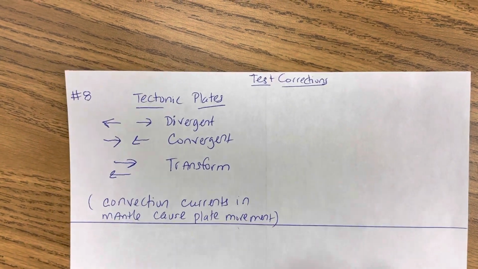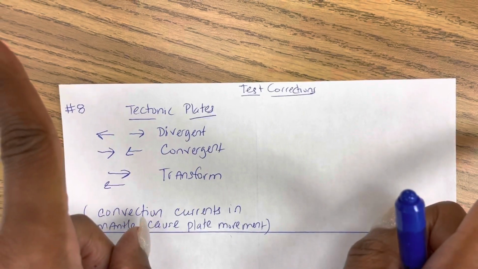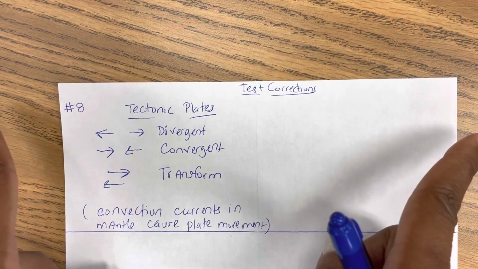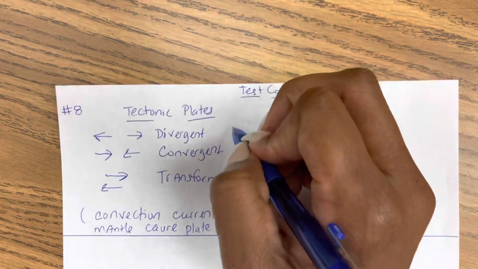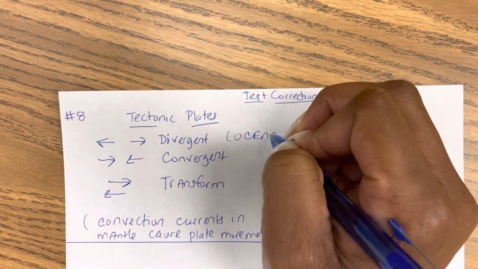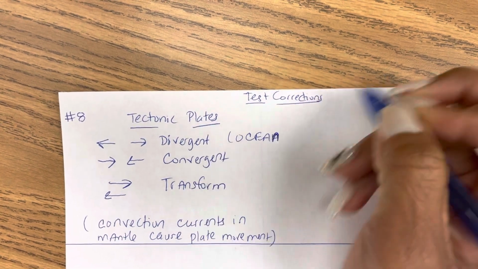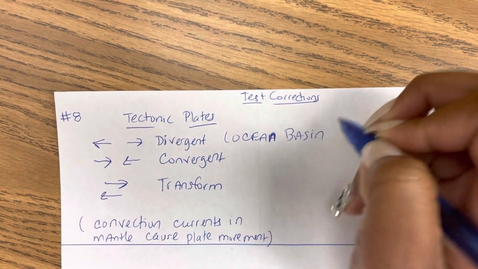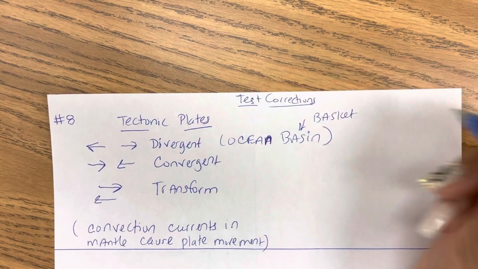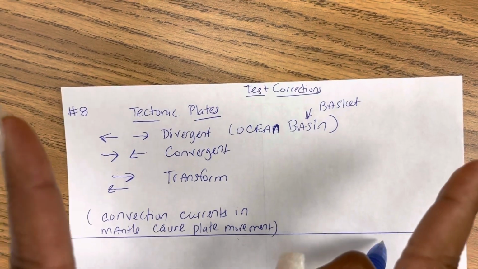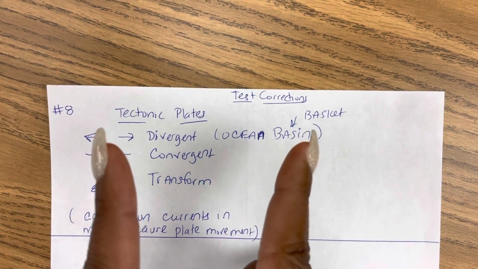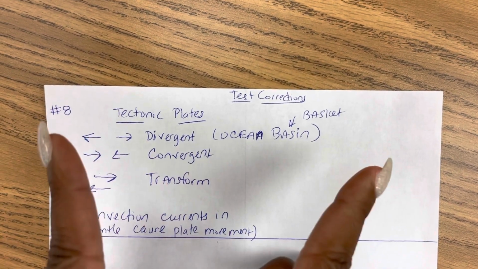Okay, so if a plate is moving apart, then we know that there's going to be more exposed floor, all right? So when we think about an ocean basin, the word basin refers to a basket. So if the ocean basin is getting larger, that means that more floor is being exposed in order for that ocean basin to get larger.